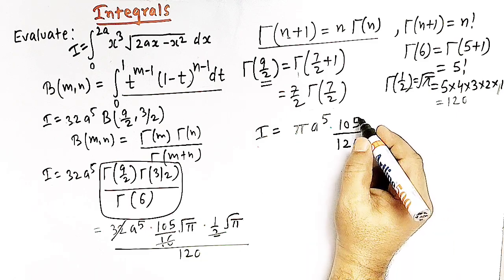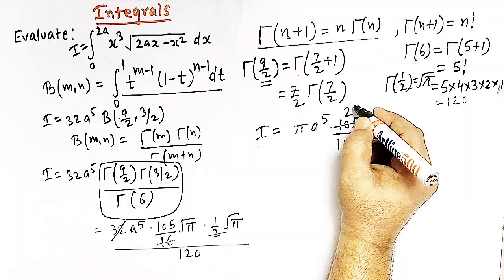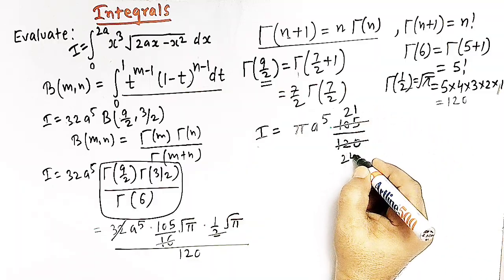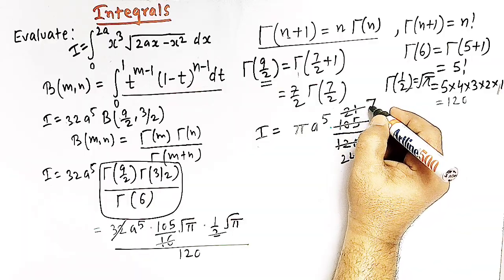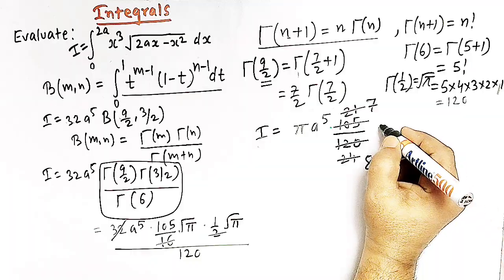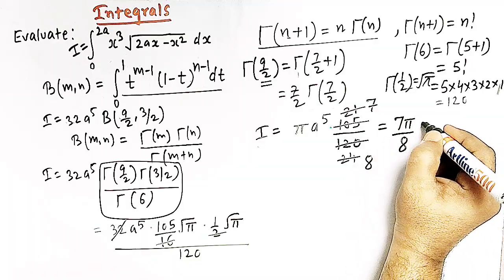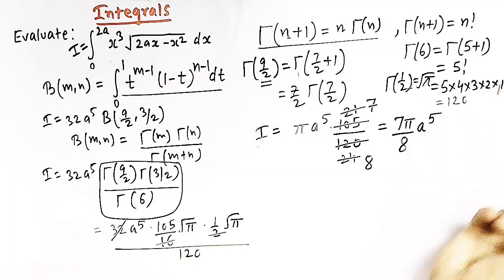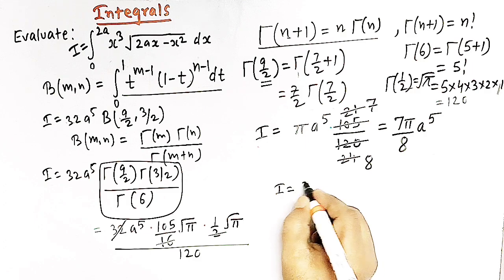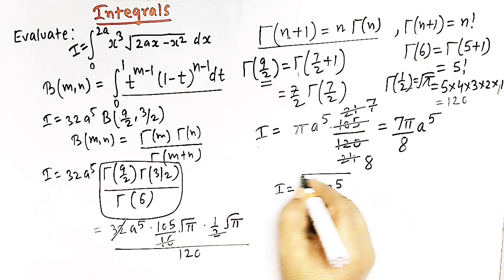So let us simplify this term. So we have here 5 times 2 is 10, this is 1. This is 5 times 2 is 10, this is 4. And here we have 3 times 7 is 21, and 3 times 8 is 24. So now we have 7 pi over 8, and here we have a raised to 5, right? So the value of this integral is given by 7 pi over 8 times a raised to 5.